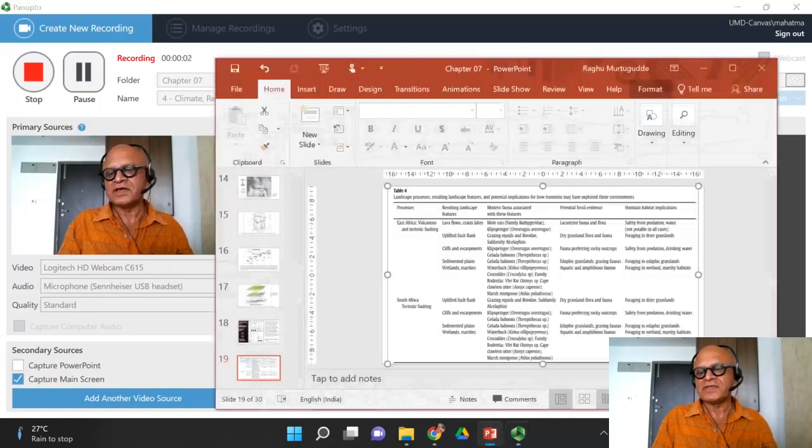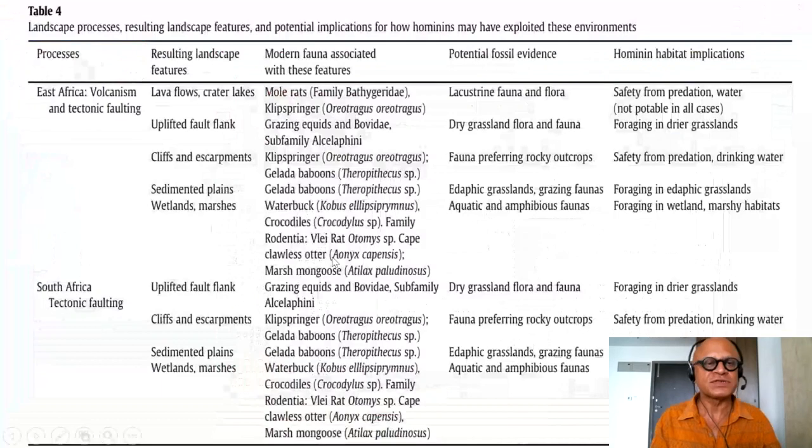So I'm just going to go through some of the other material I collected from different sources, which is not in the book, so it adds much more value if you're listening to this and reading the book. Landscape processes, resulting landscape features, and potential implications for how hominins may have exploited these environments. So that's much more interesting in terms of linking the archaeological evidences, climate and climate impacts on vegetation and megafauna and so on. So we are looking at processes in East Africa in terms of volcanism and tectonic faulting.